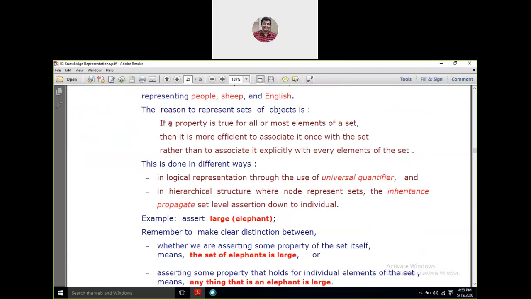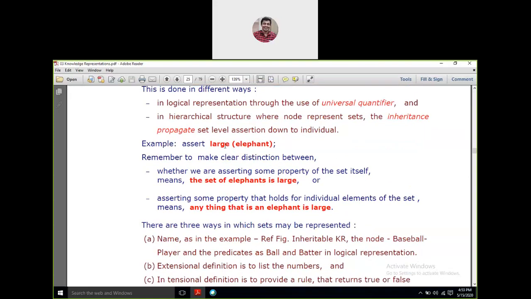If a property is true for all or most of the elements of a set, then it is more efficient to associate it once with the set. This is what I said a few seconds back, rather than associating it explicitly with every element of that set. A very good example of this is given here. There's a small predicate: elephants are large, right? So what are the two inferences that we can draw? The set of elephants is large. I'm talking about a set of elephants present in front of me being large, or I can talk about anything that has the name elephant being supposedly large. Anything that is an elephant is obviously large.